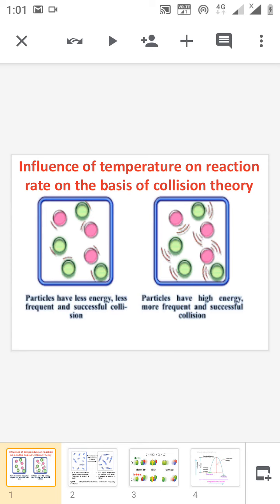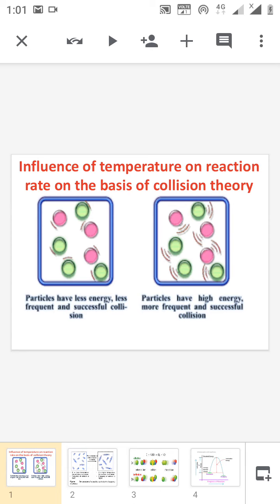So these molecules have an average energy, and they will move and bombard with each other. But as the temperature increases, the kinetic energy increases, or we are giving energy to the molecules. So the average energy of the molecules increases. That's why the number of collisions per second increases.